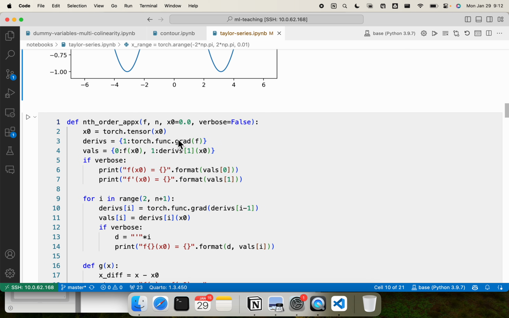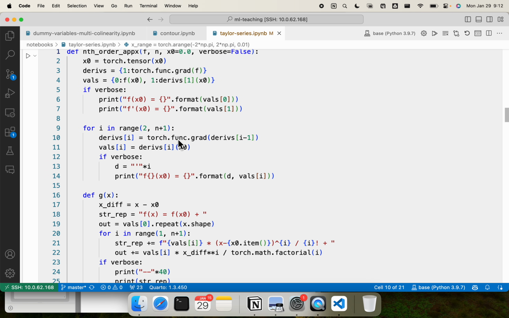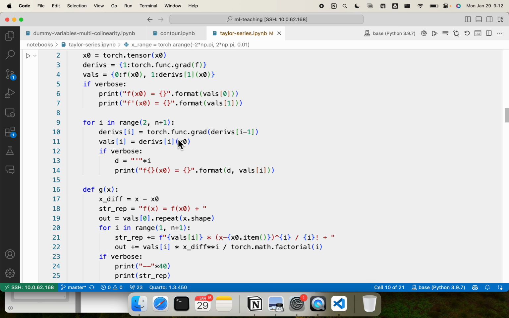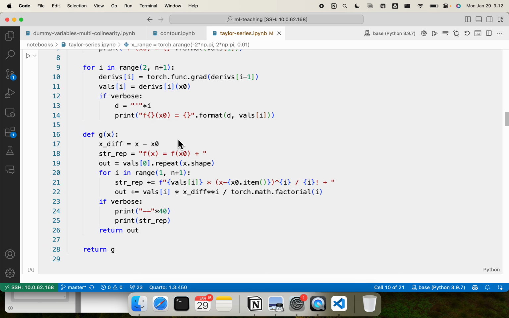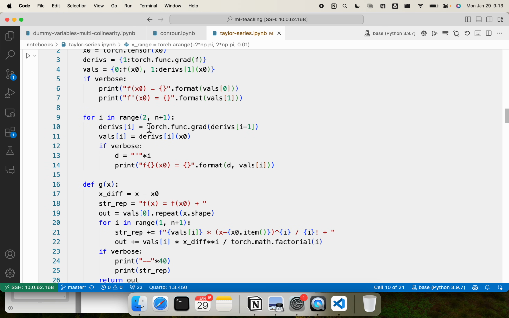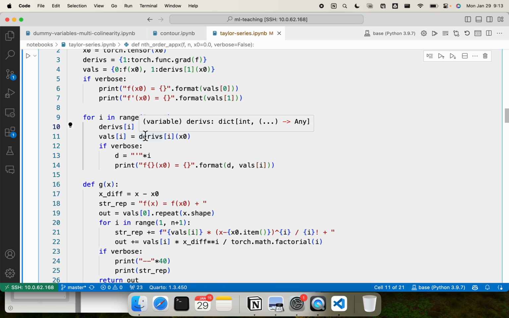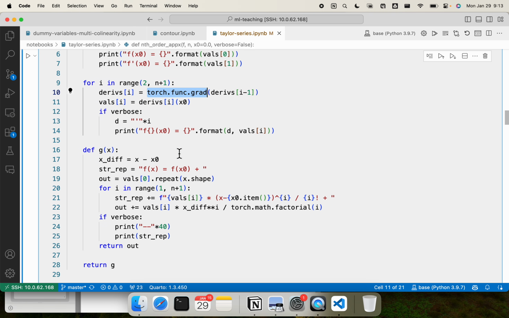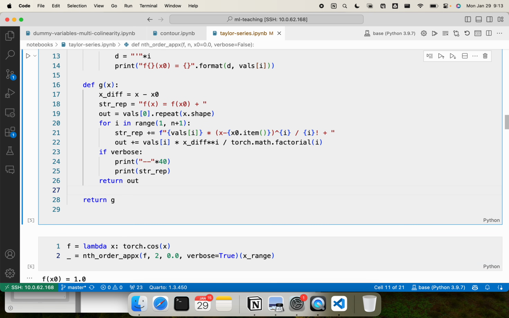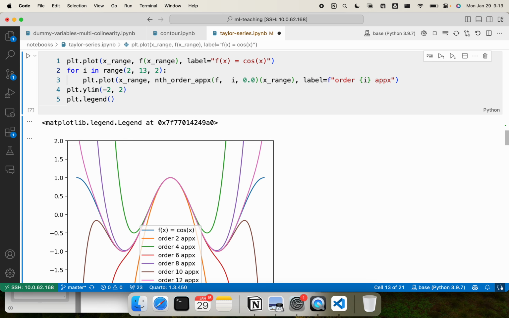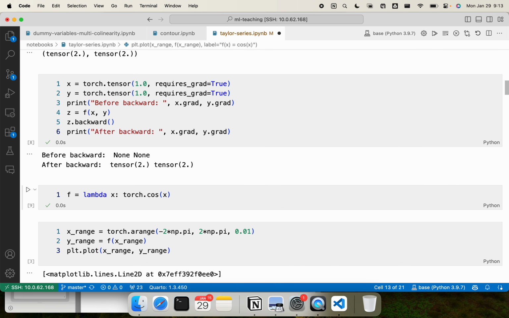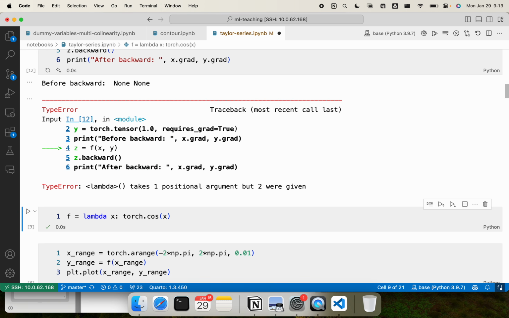So, I have written this sophisticated looking code. It takes a bit of time to write it correctly because you are dealing with some i and i minus 1, but the important thing is that I am again using torch func.grad. I am calling this within a loop so that I can successively compute f dash, f double dash, f triple dash, and so on and so forth. You can look at this code in detail, but I can first just show you a simplifying view of this.